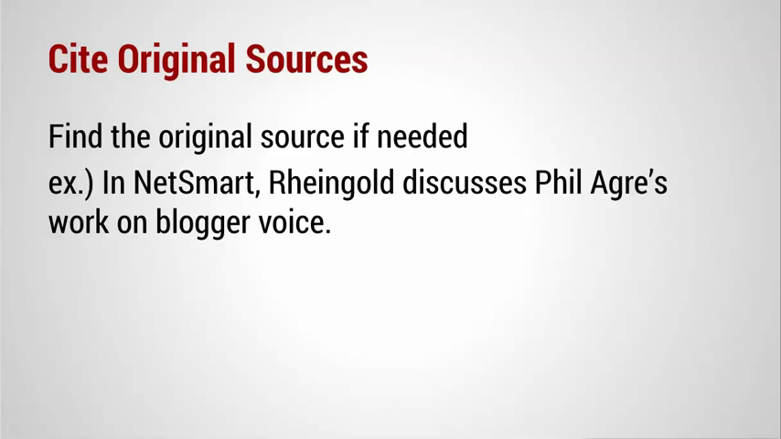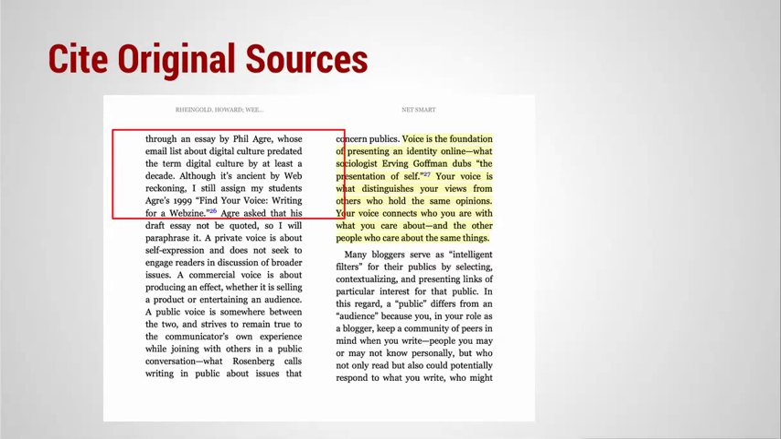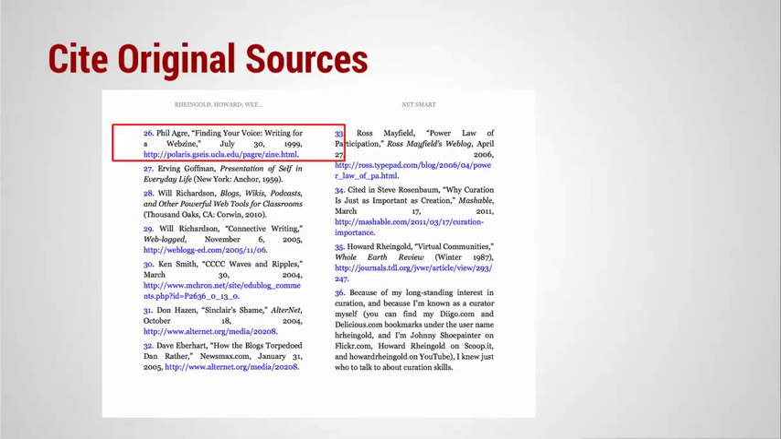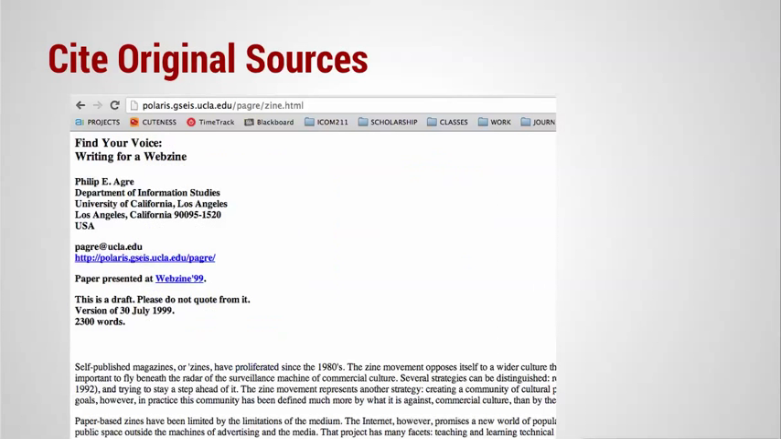Again, find the original source instead of using the secondary source if you can. So in the book NetSmart, for example, Howard Rheingold discusses some work on Blogger Voice by Phil Agri, and here's the entry where he discusses that. This is a Kindle book, so you can click on the little 26 footnote and that will take you to the citations, and you can see this entry. It has the link, so if you click the link, there's the original resource.